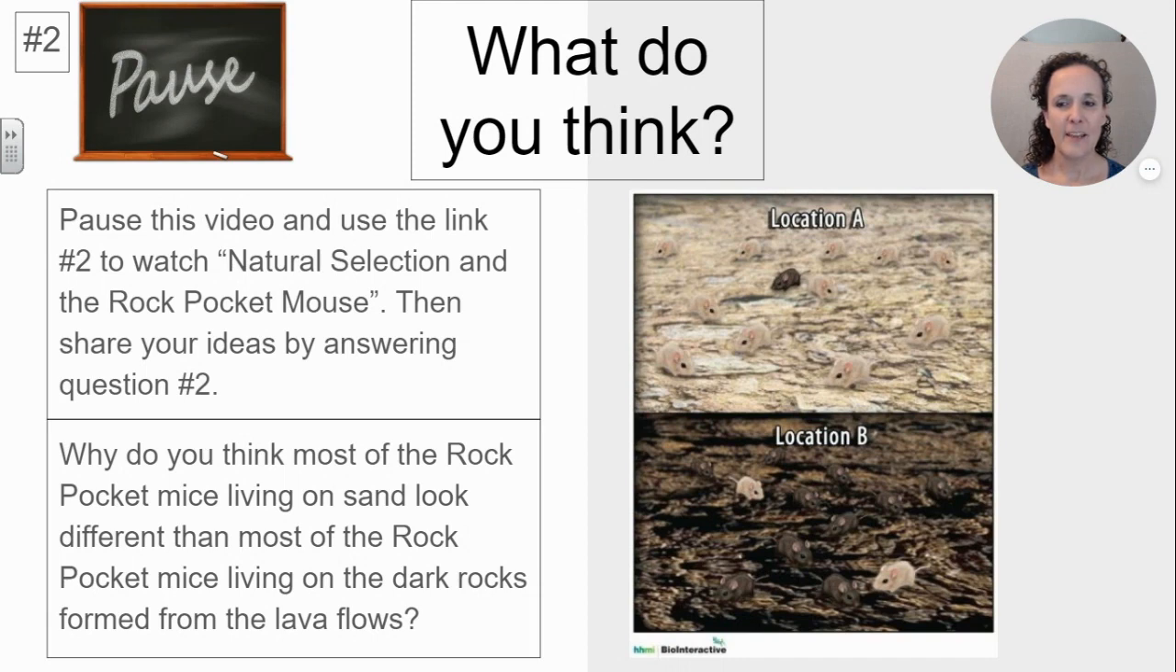Take a moment and pause this video. Use the link in #2 to watch Natural Selection and the Rock Pocket Mouse. Then share your ideas by answering question #2. Why do you think most of the rock pocket mice living on sand look different than most of the rock pocket mice living on the dark rocks formed by lava flows?